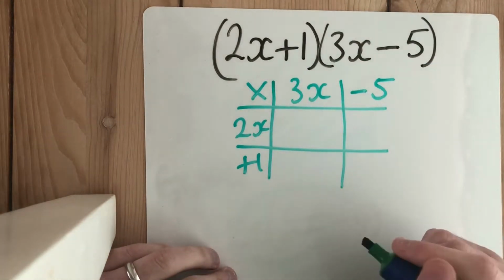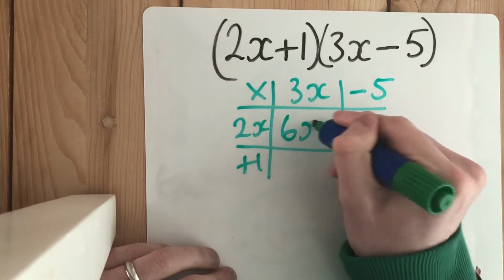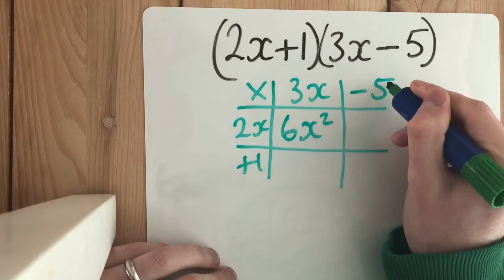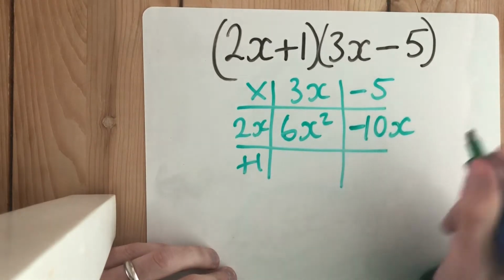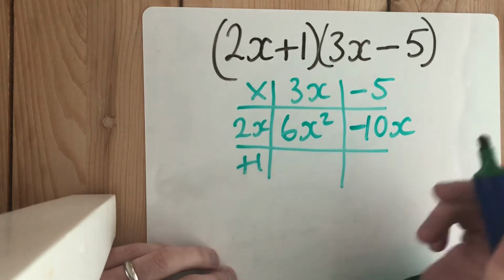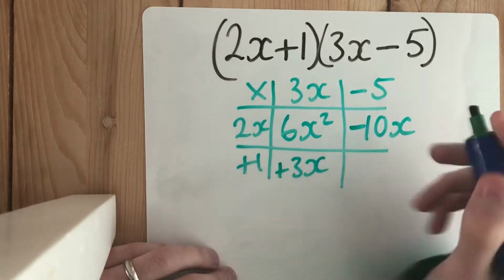And I do the same thing again, I multiply out. 3x times by 2x gives me 6x squared. Negative 5 times by 2x gives me negative 10x. 3x times by positive 1 gives me positive 3x. And then negative 5 times positive 1 is negative 5.